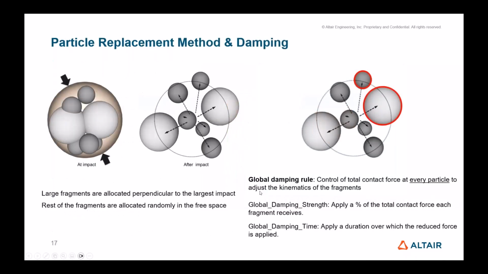Let's move on and talk a bit more about the fragment replacement and the damping that we can apply. If you look at the images on the left side, what we have is an image of what happens when a particle is broken and we place the fragments inside. And then it is also very important to know that the fragments are placed perpendicular to the largest impact direction. So you can see these black arrows, they show the direction in which the particle has been impacted, and the two biggest fragments are placed perpendicular to that. This is to be as close as possible to experimental results.